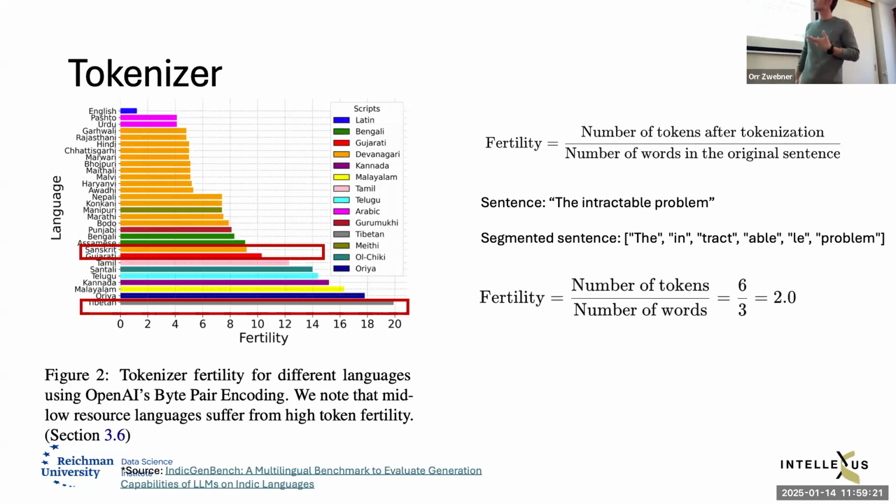I'm not sure what they count as a word. I'm not sure why Sanskrit has a better ratio. I think it's because it's in Devanagari, and all these languages are also in Devanagari. And then the tokenizer already knows a bit of Devanagari characters because of all the Hindi, Urdu, and common languages.